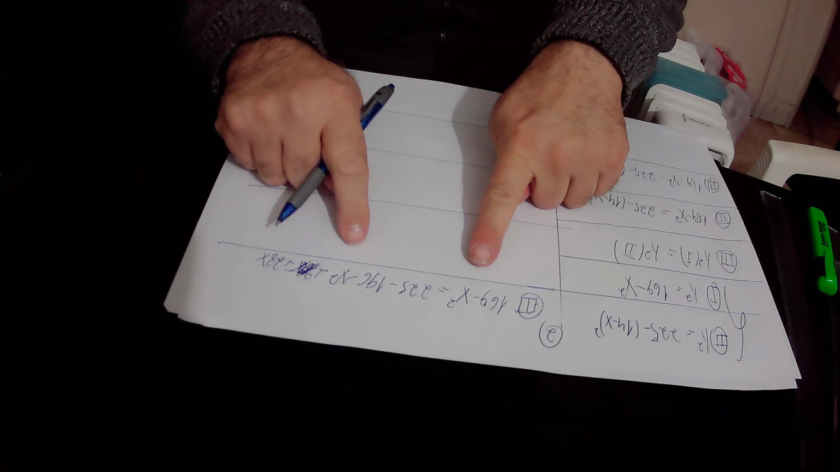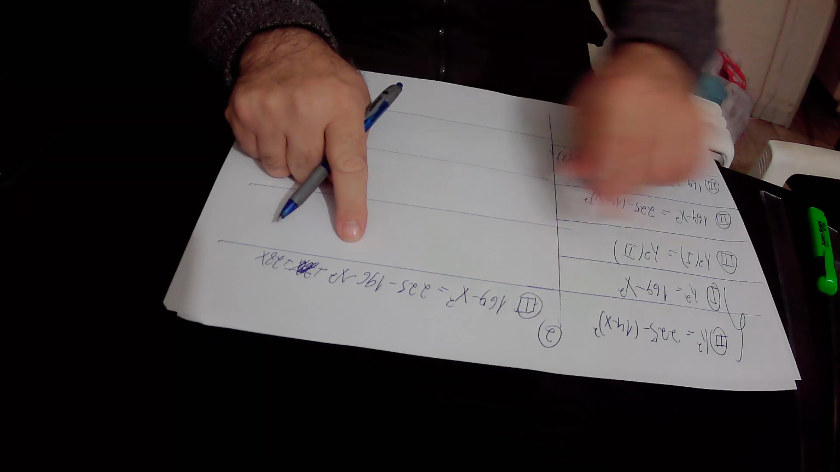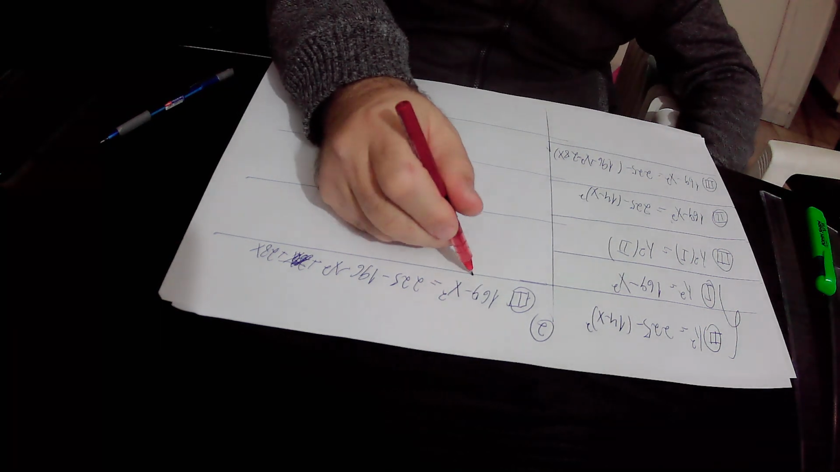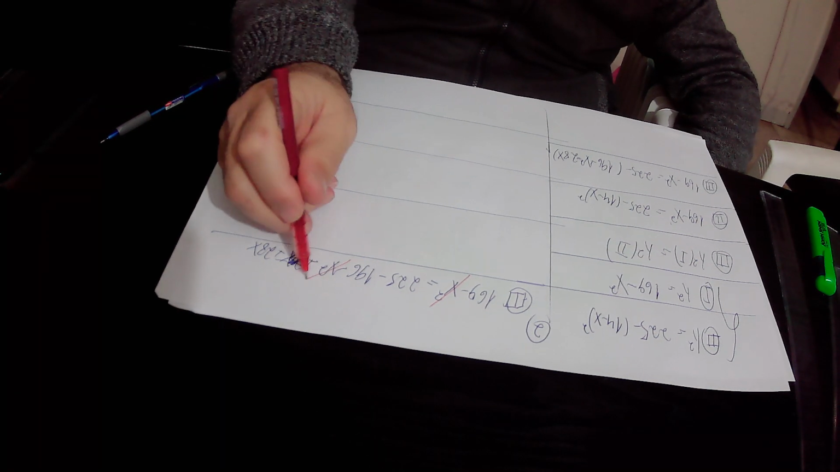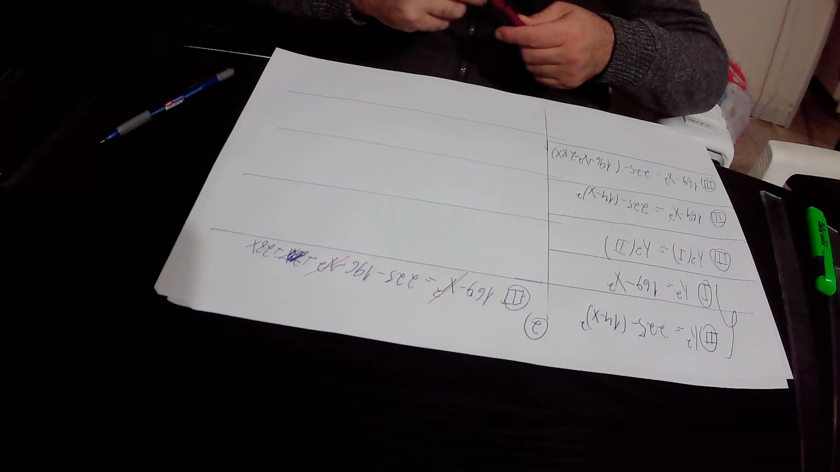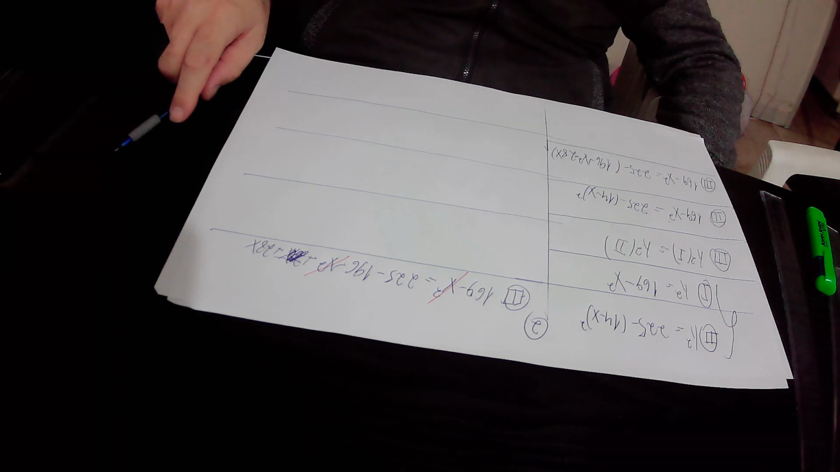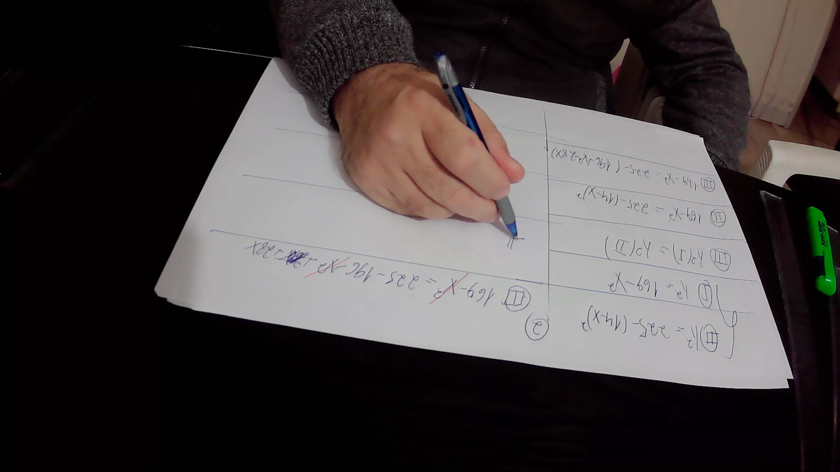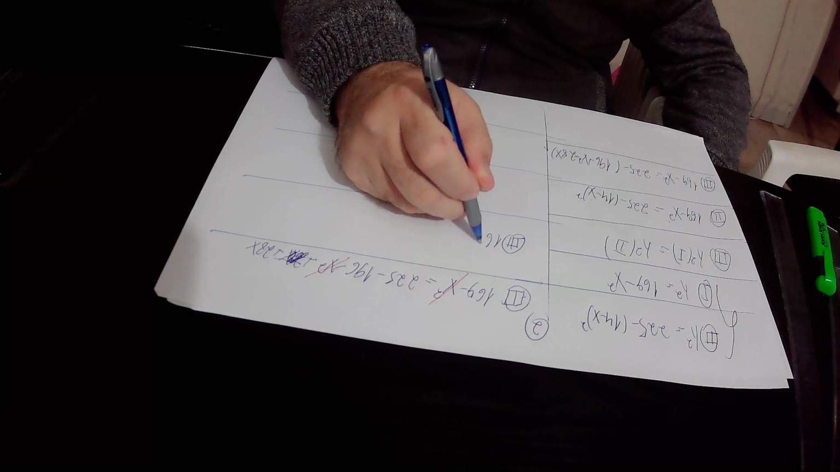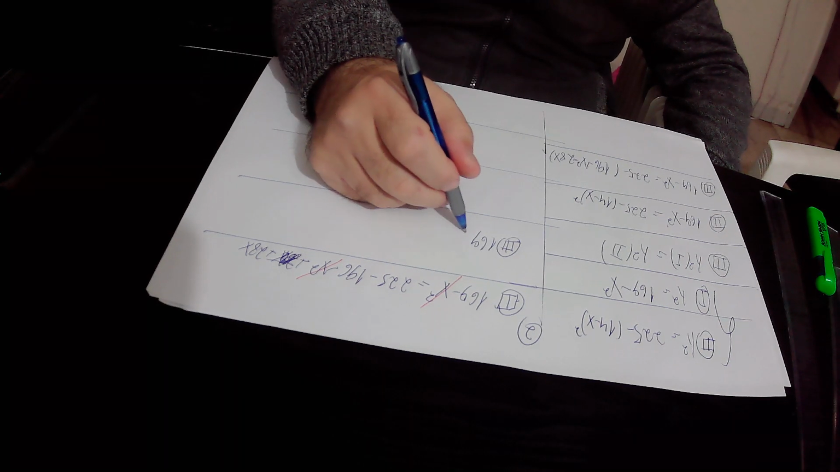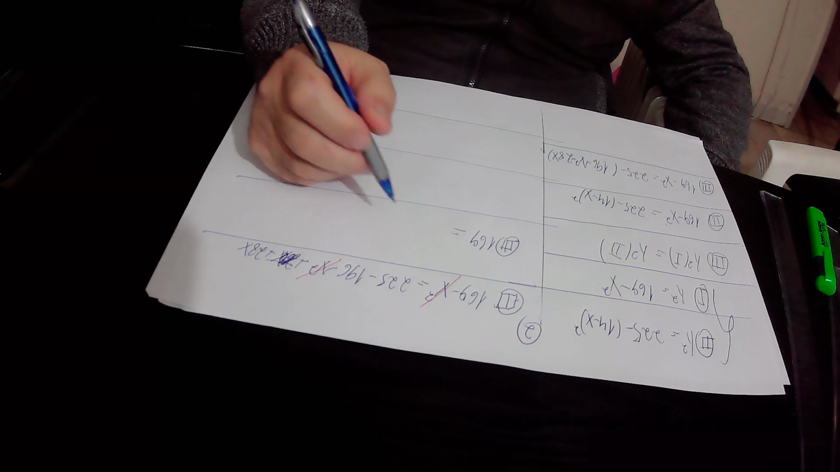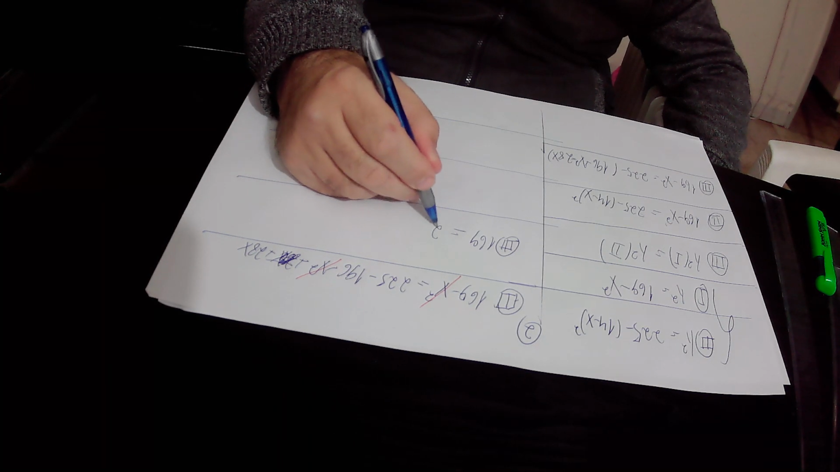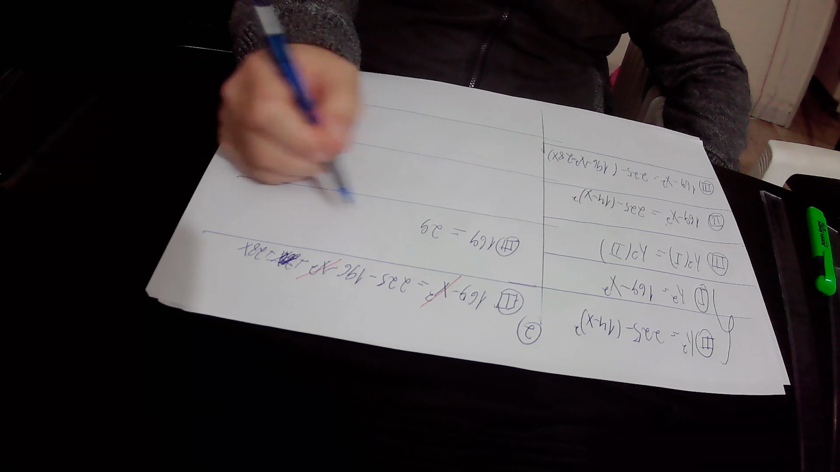So here we have minus X squared on both sides of the equation. So minus X squared will get cancelled. On this side of the equation, after we cancel minus X squared, we're left only with 169, and it is equal to 225 minus 196, which is 29, plus 28X.